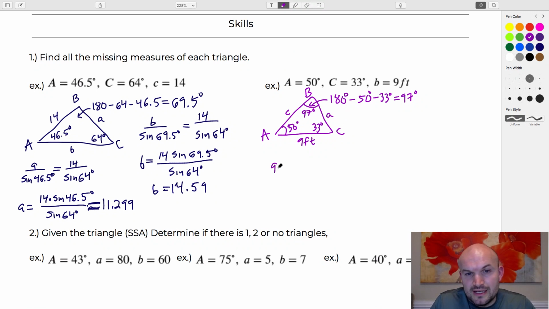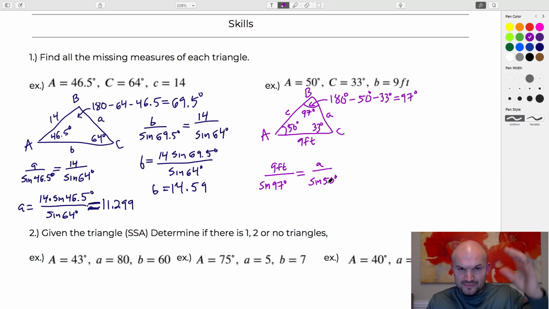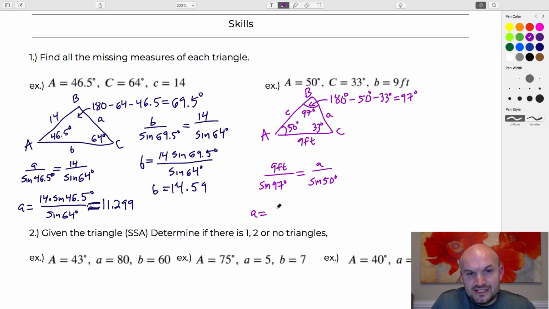So I can write 9 feet over the sine of 97 degrees. That's my ratio. And this one, I'll just do it on the other side, is equal to A over the sine of 50 degrees. But again, it doesn't matter where you're solving for A, if it's on the left side or the right side. If I want A, that's just equal to 9 feet times the sine of 50, right? To get sine of 50 off the denominator, you have to multiply by sine of 50 on both sides, divided by the sine of 97 degrees.